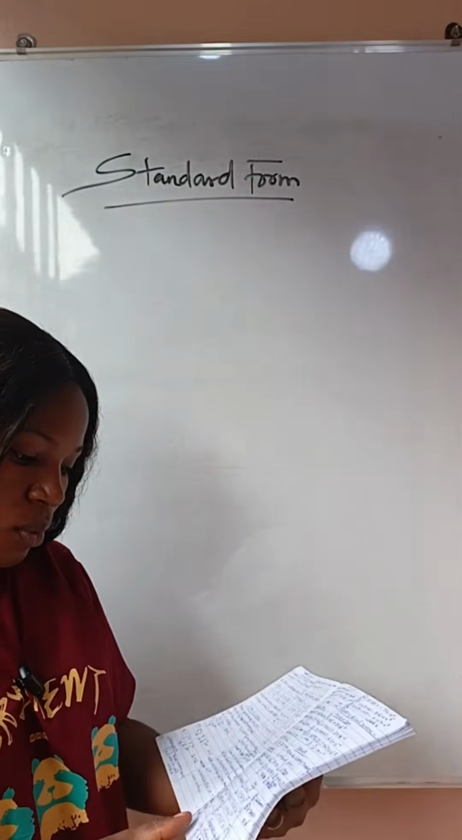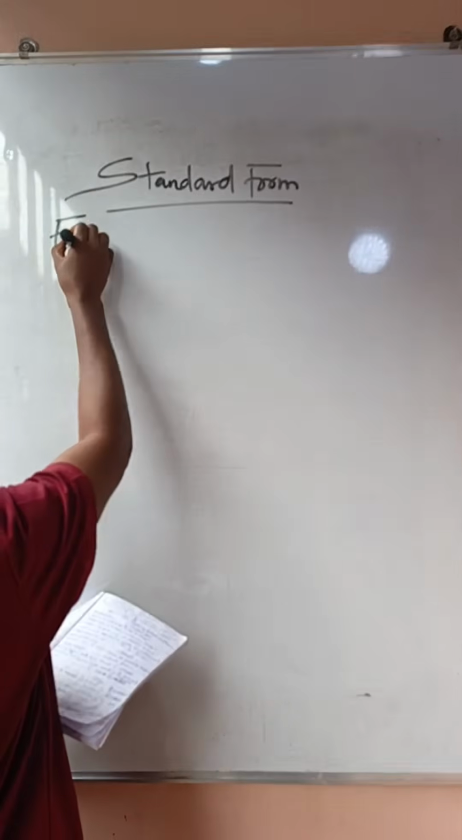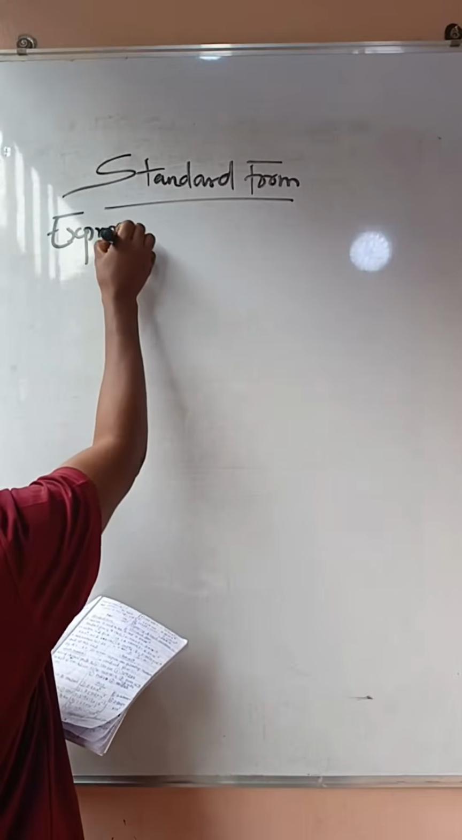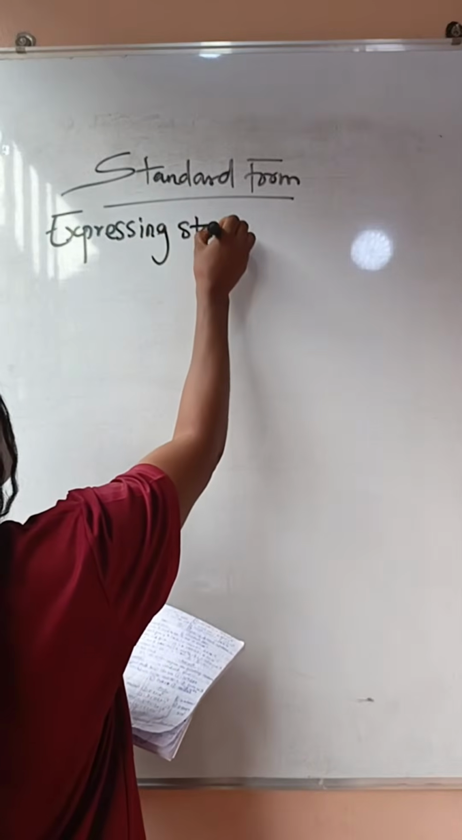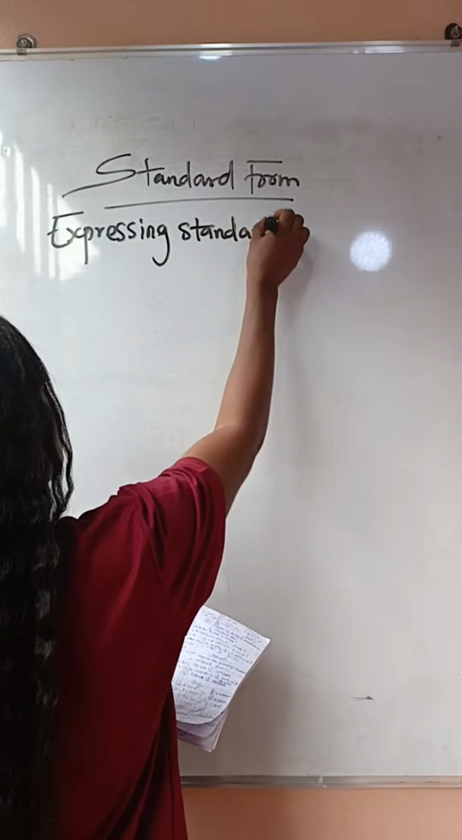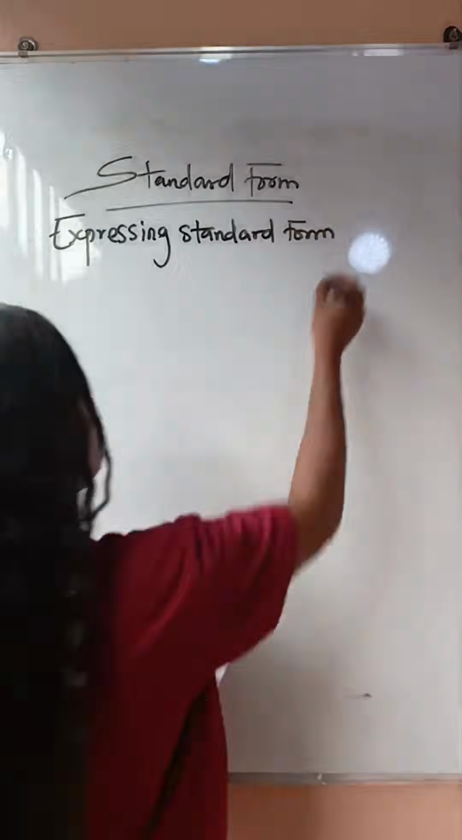All right, now, expressing standard form. What if a number is already in standard form and you are asked to write it as an ordinary number? Expressing standard form to ordinary number.